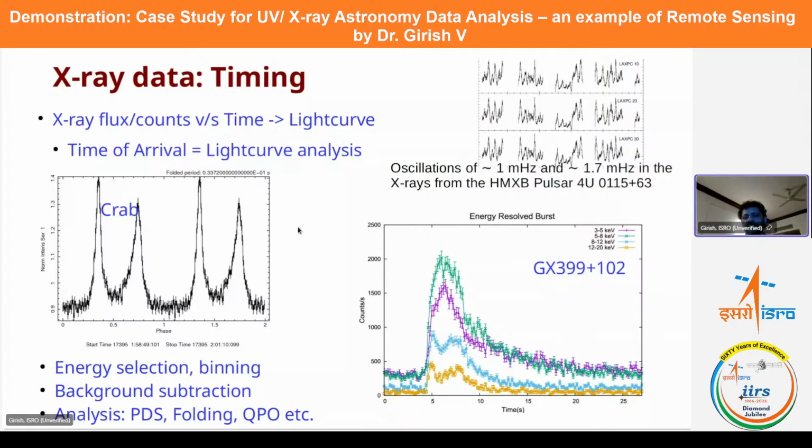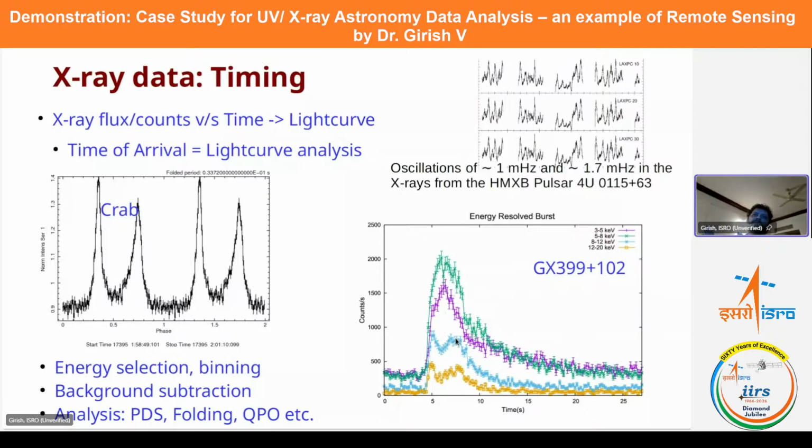You can clearly see that it is not the same. So it is varying with energy also. The structure, if you see 3 to 5 keV, has only one peak, whereas 8 to 12 and 12 to 20 keV show two peaks. And even among them, it's not the same height and same place. If you see 3 to 5 keV and then the maximum energy 12 to 20 keV, the peaks are not at the same time. So that clearly shows that there is a delay.